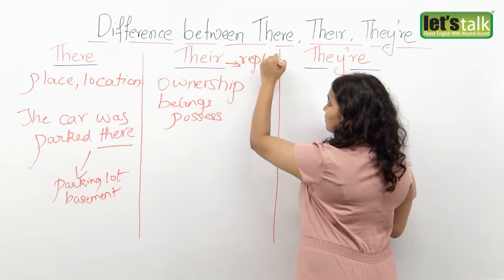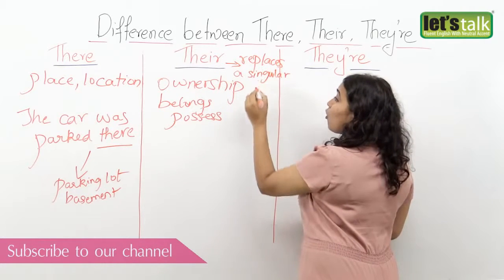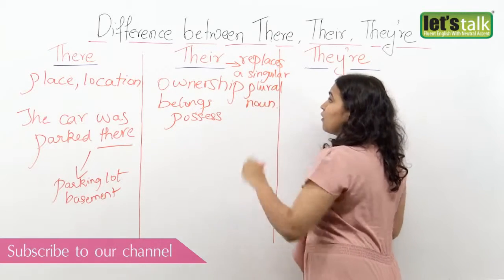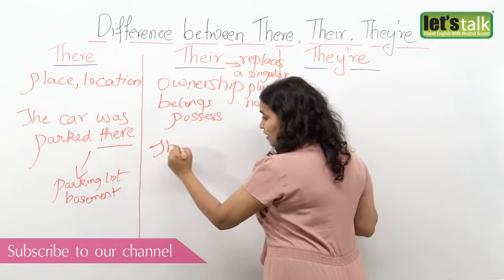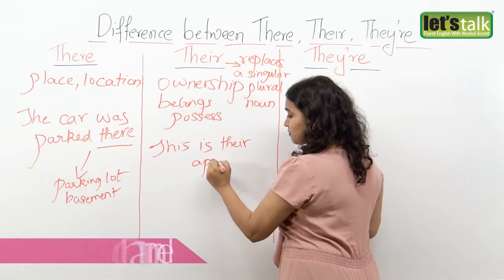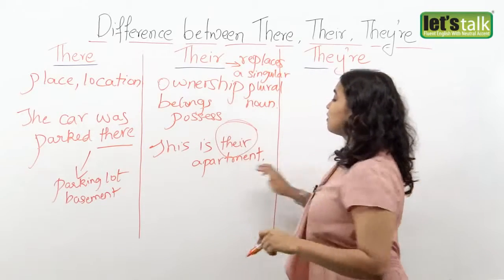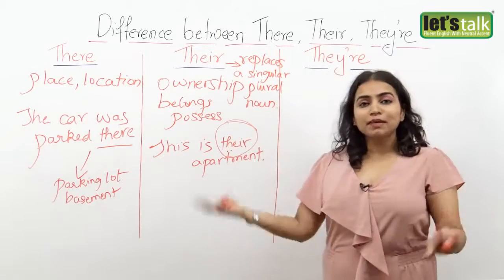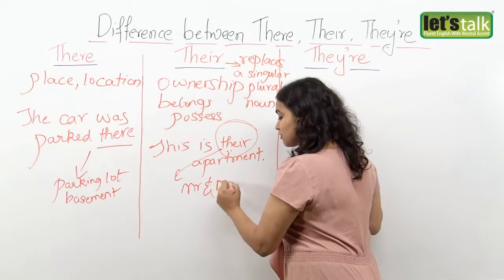So there basically replaces a singular or a plural noun. Okay, let's have a look at one of the sentences. This is their apartment. Now when I say there, I am saying that the apartment belongs to some people. It could be owned by Mr. and Mrs. Roberts.